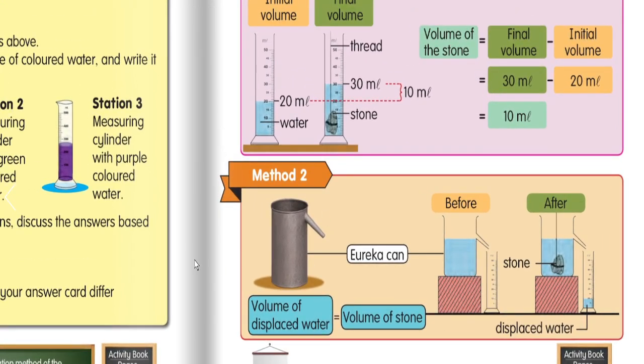And the second method: you can also have a beaker that has a gap in it, and if you put a stone in it, the water will move up. So the water that goes out through the hole is how much displaced water there is. Yeah, exactly.